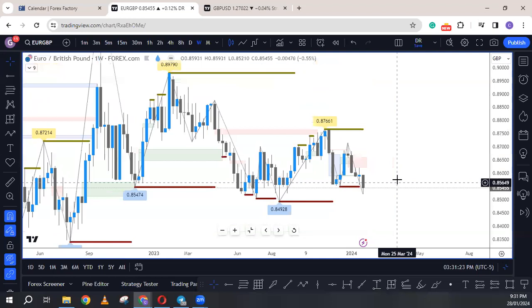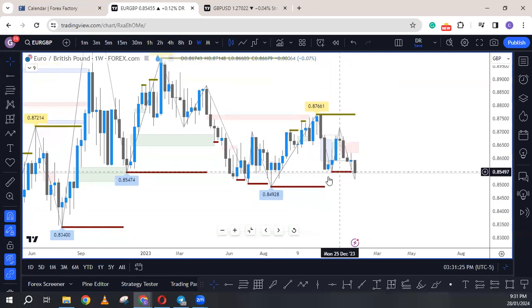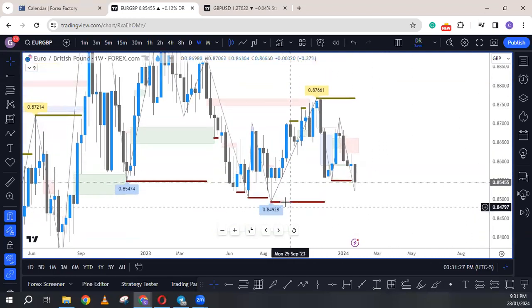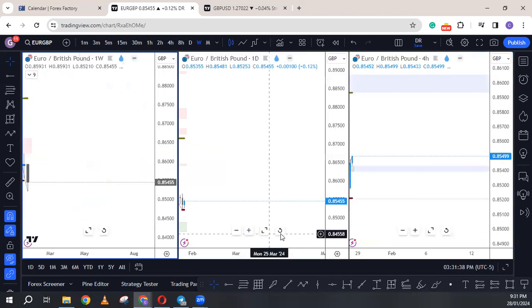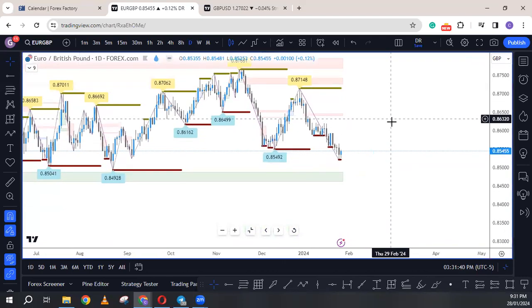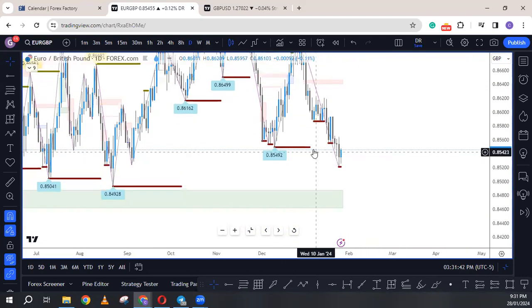This pair is still bearish. I believe it may be trying to sweep 84.29. There has been an impulse to the downside. There has been a retracement. It's sitting above this low here. If we go into the daily time frame, you can see it has closed below this.